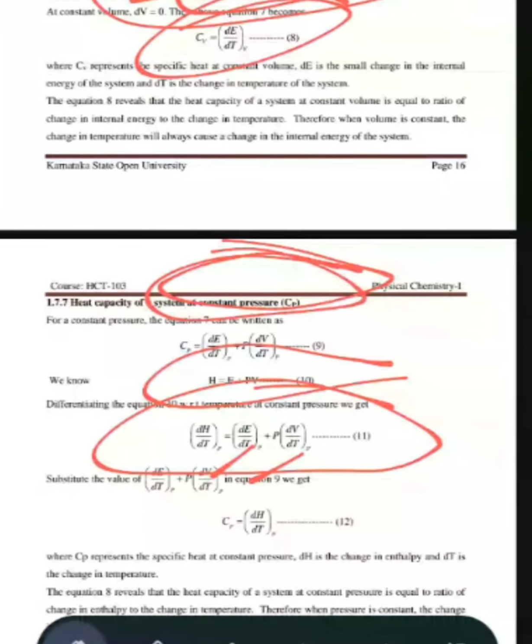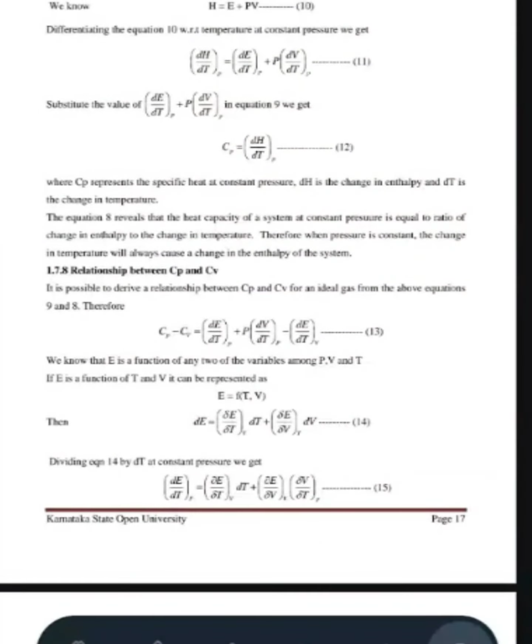Where does Cp come from? That is the constant pressure, and the change in constant pressure will always be 0. So with respect to pressure we are going to derive the equation for heat capacity, that is Cp is equal to delta H by delta T with respect to pressure. That is equation 12. So here, Cp represents the specific heat at constant pressure. When delta H, that is enthalpy, is varied, the temperature also changes.